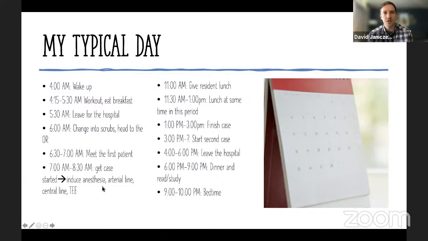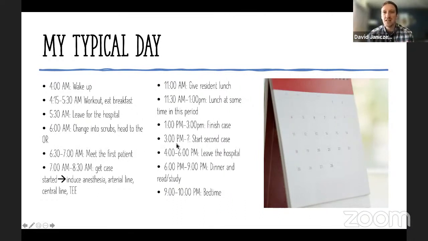So we induce anesthesia, get the patient asleep, do our arterial line, central line, do our TEE exam. Midday, we give our residents lunch. We're usually working with a resident as a fellow. So we'll give them lunch, and then we'll be able to take lunch ourselves at some point. Usually between 1 and 3 p.m. we finish the first case. This is where it kind of varies. If you're at a hospital where their surgeons are really quick, you may be done by 11 or 12 with the first case. Typically our cases are 1 to 3.